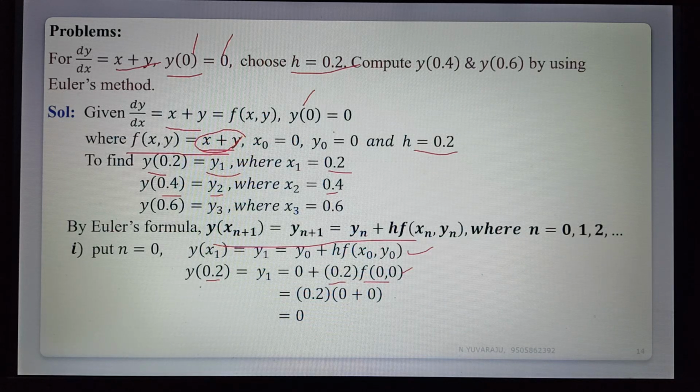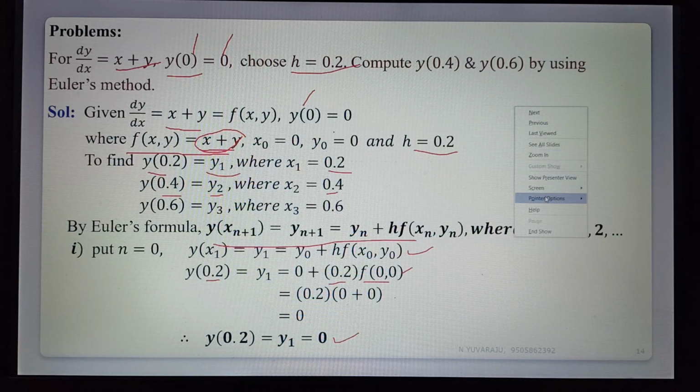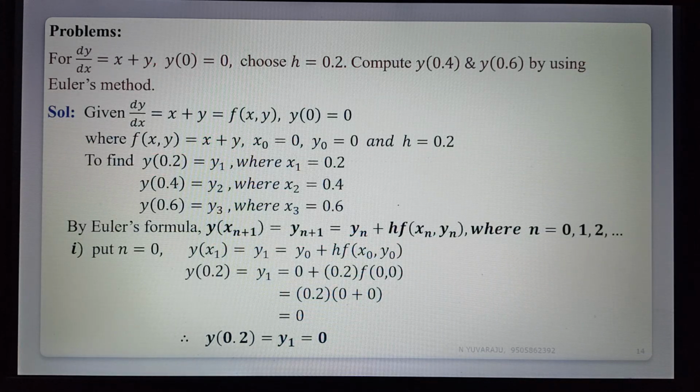So f of 0 comma 0 is 0 plus 0, that is equal to 0. So the first value y of 0.2 is equal to y1 is equal to 0. Okay? Similarly we have to find the second value y of 0.4. Put n equal to 1 in the above formula.